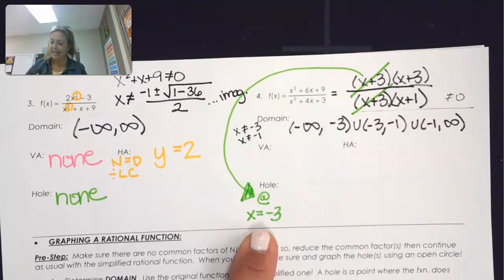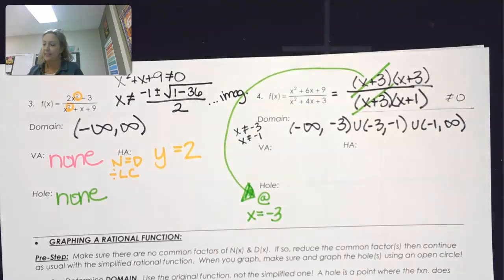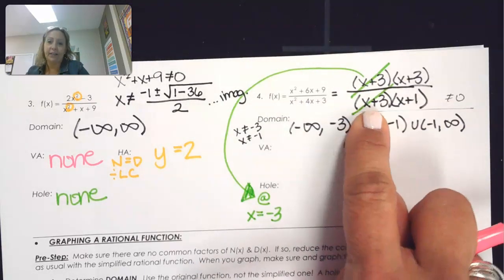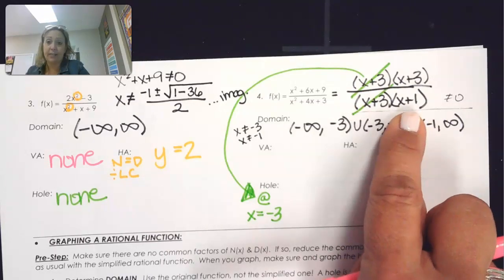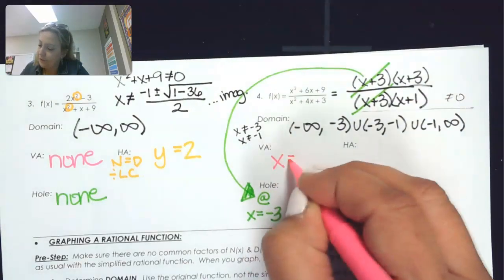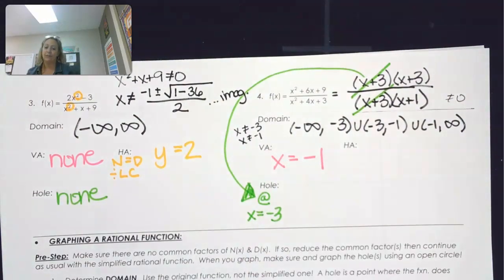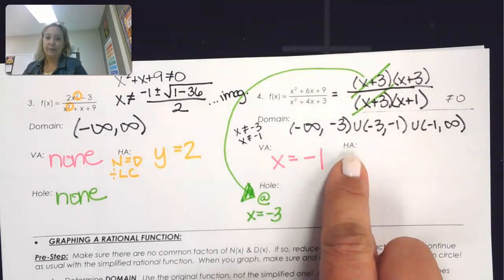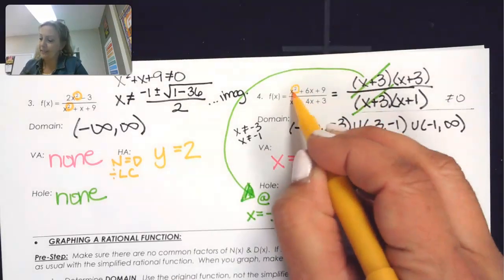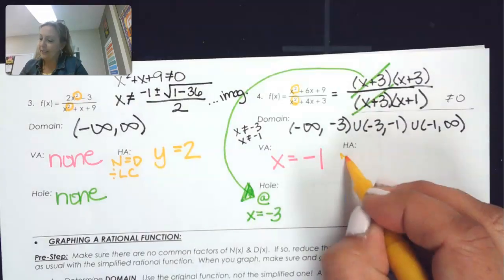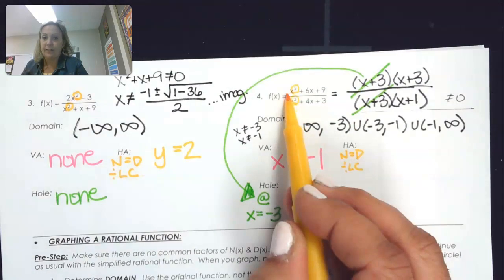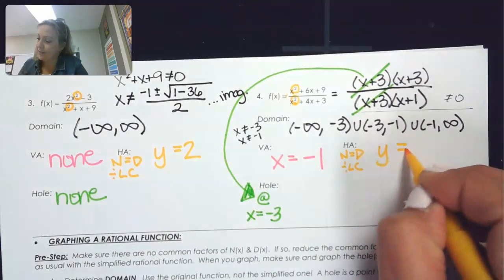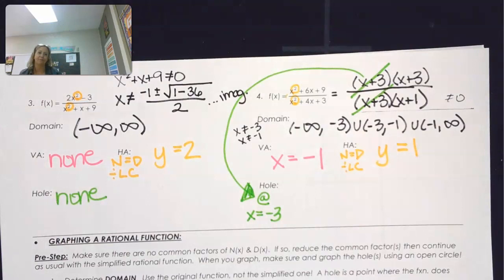So let's come back to that, and do what's familiar to us. Since there's going to be a hole here and not a vertical asymptote, the only vertical asymptote will be associated with this factor. So the vertical asymptote will be at x equals negative 1. And for our horizontal asymptote, if we look at our degrees, we see that the degrees are equal. So we're going to divide our leading coefficients. 1 divided by 1 is 1. Our horizontal asymptote is y equals 1. Okay?